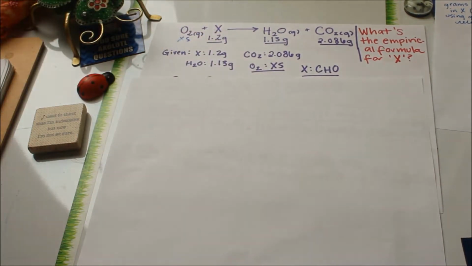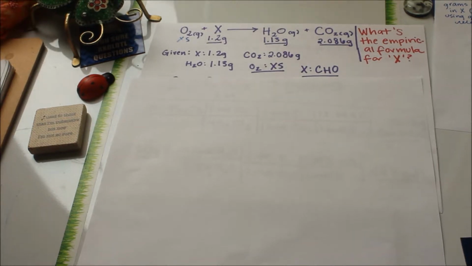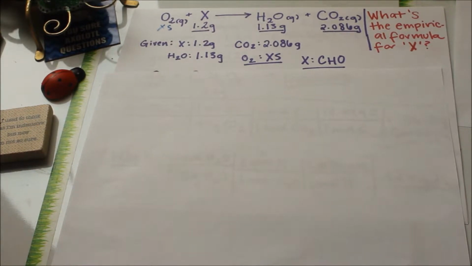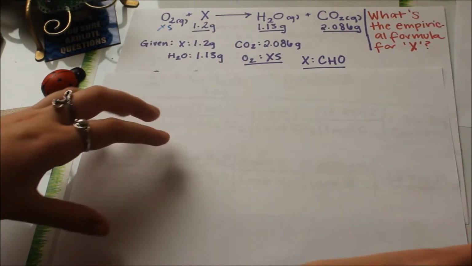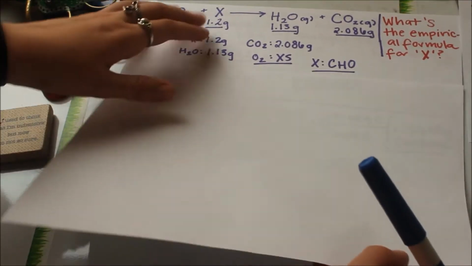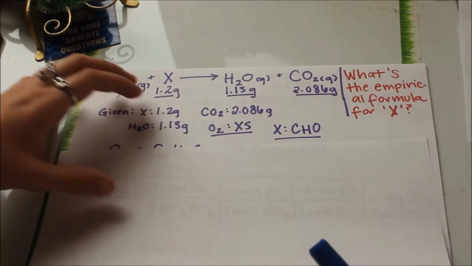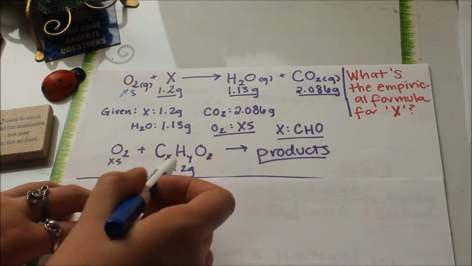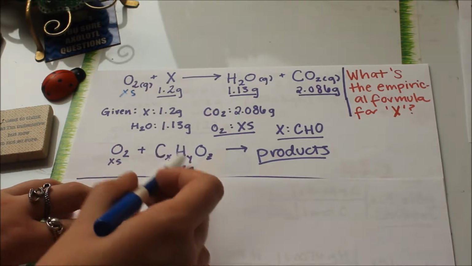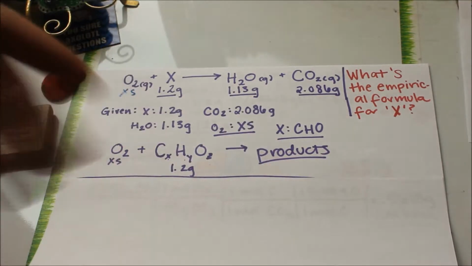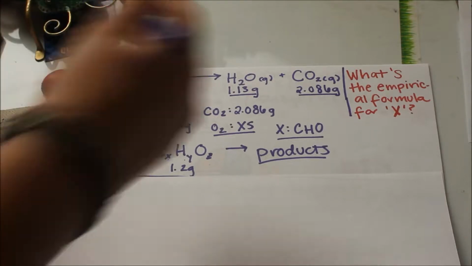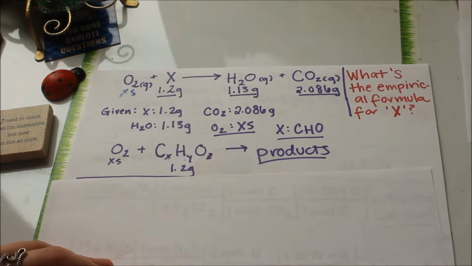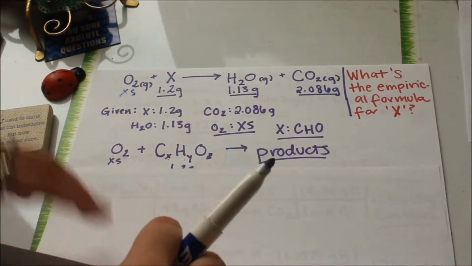So we're given that X equals 1.2 grams, H2O equals 1.13 grams, and CO2 is 2.086 grams. We know our O2 is in excess, and our goal organic molecule is a CHO compound. So we could write it like I wrote earlier, CxHyOz. Hopefully a lot of this helps to visualize the problem. This sort of problem is difficult to teach person to camera, so just hang with me here.